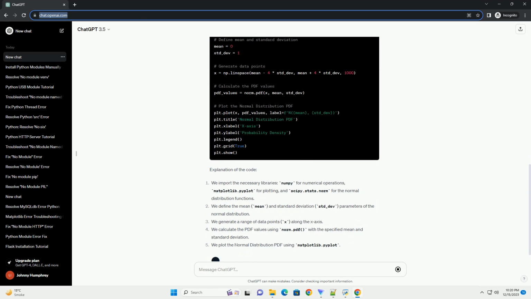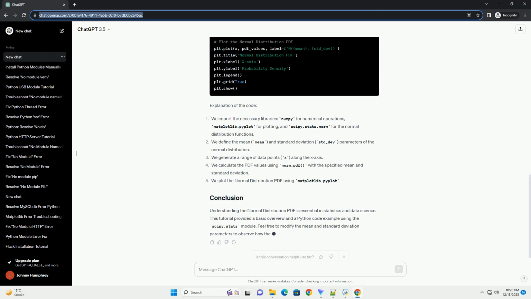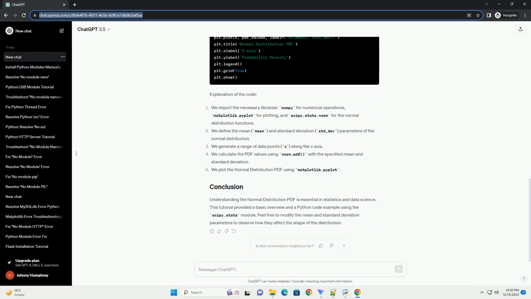Make sure you have Python installed on your machine. You can download and install Python from python.org. Additionally, you'll need to install the scipy library, which includes the statistical functions we'll be using.